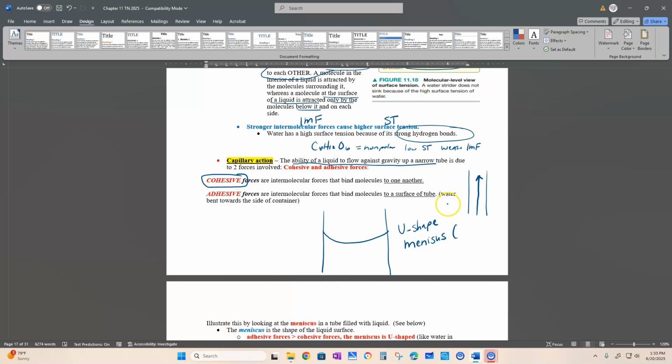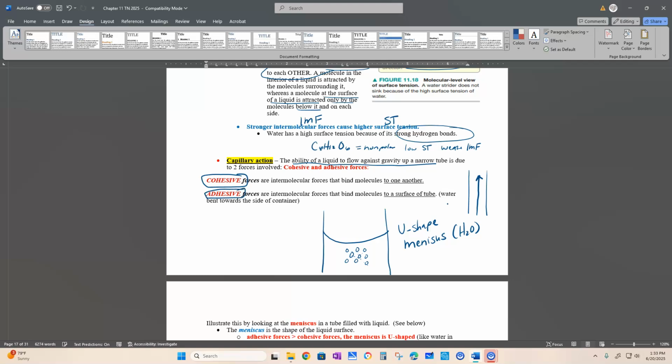Okay, so like I said, like water, most liquids do. Cohesive are the molecules that bind one molecule to another. So like this molecule versus that molecule and that molecule, they're very close together. So that's the cohesive that we're talking about. That attraction between this one or this one or that one or that one, that attraction.